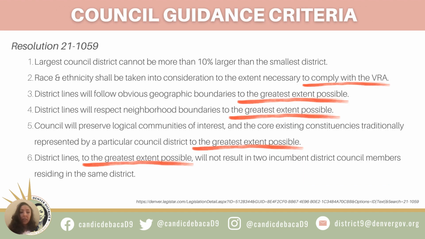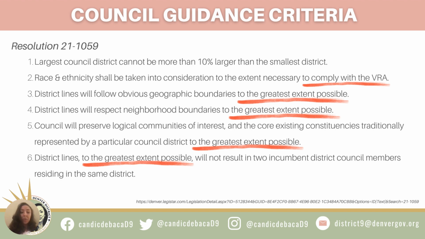The second layer of criteria, council guidance. So council passed a resolution this year, or actually 2021, setting forward guidelines or other parameters that we would follow in addition to the mandatory criteria. So they were as follows. Number 1, the largest council district cannot be more than 10% larger than the smallest district. 2, race and ethnicity shall be taken into consideration to the extent necessary to comply with the Voting Rights Act.